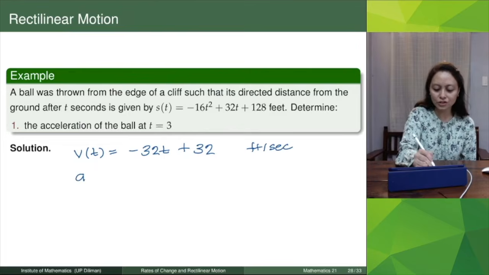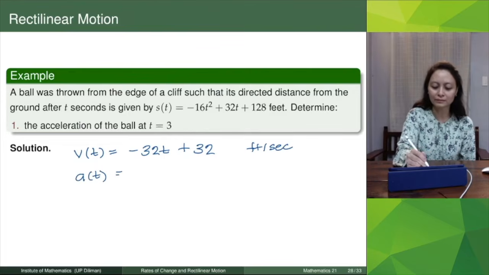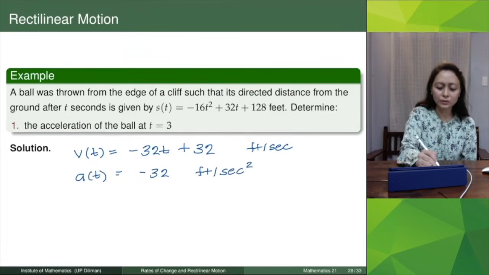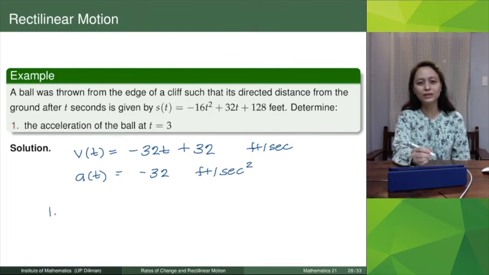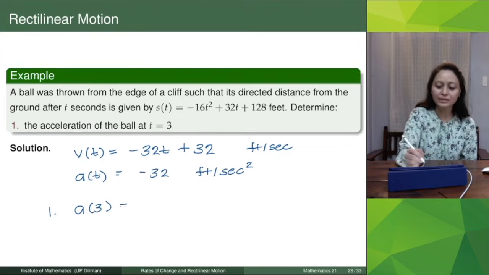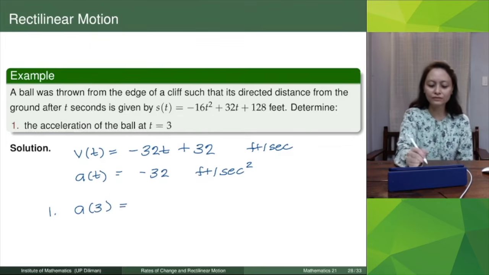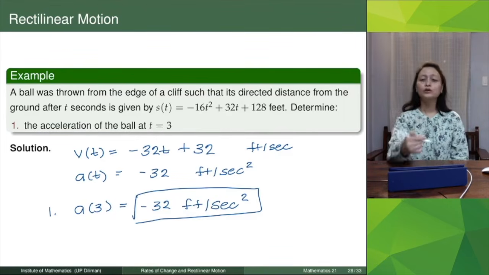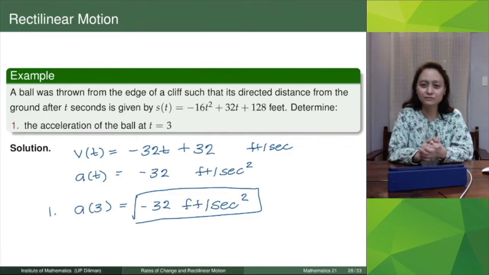Okay, yung acceleration, derivative ng velocity. So, negative 32 feet per second square. So kung ang tinatanong ay yung acceleration ng ball at t equals 3, that's a of 3. But since your acceleration is constant, a of 3, again, is just negative 32 feet per second square. Can you compare this to what you get in physics? Diba yung acceleration due to gravity is 32 feet per second square.